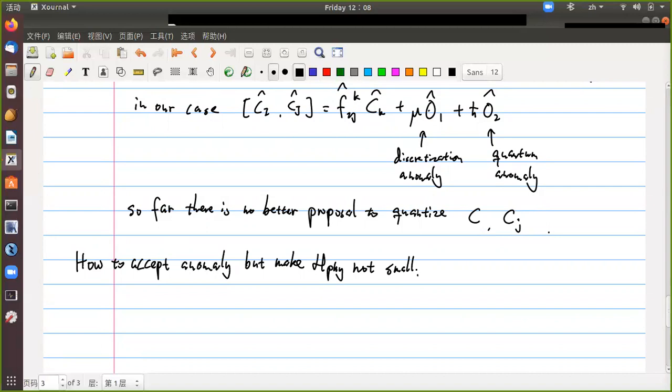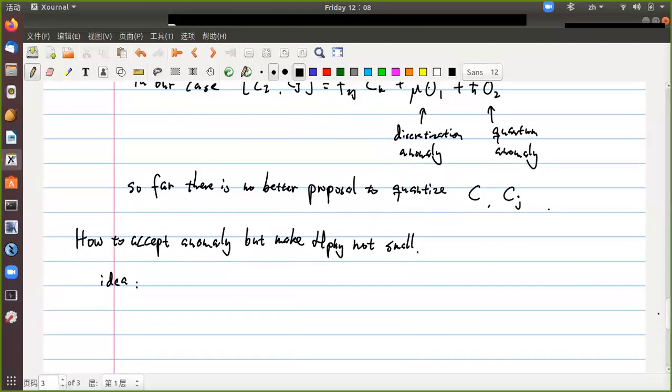Okay. So the idea is that we have to impose a constraint weakly. Weakly impose a constraint. Weakly impose using quantum constraint.